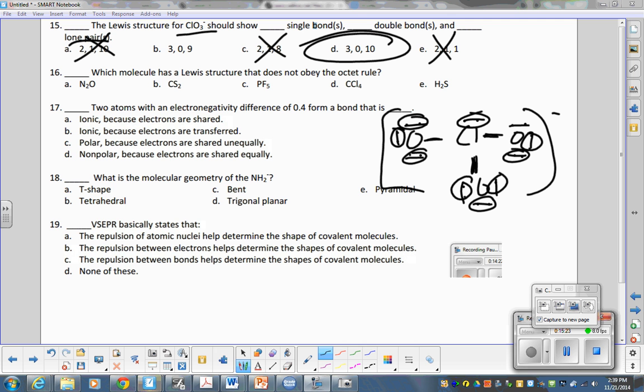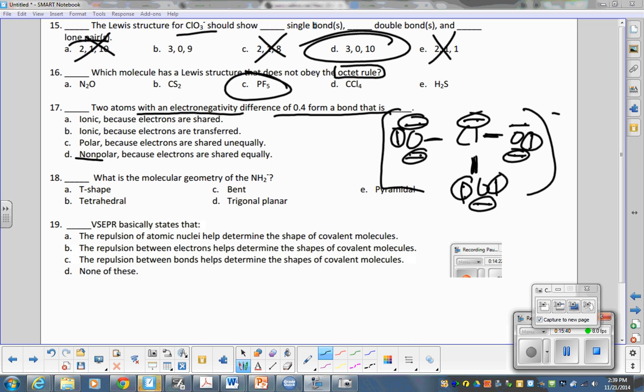Which is a Lewis structure that doesn't obey the octet rule? We're looking, remember there's 4 weirdos. The periodic table. You see phosphorus, sulfur right there. Two atoms with an electronegativity difference of 0.4 form a bond. It's right on the borderline. We say it's nonpolar according to the scale because 0.4 and below is automatically nonpolar.